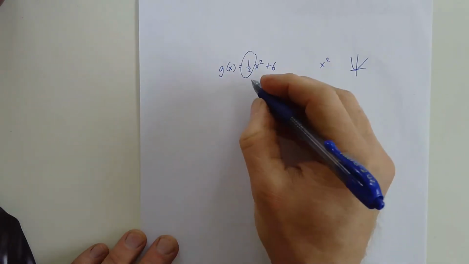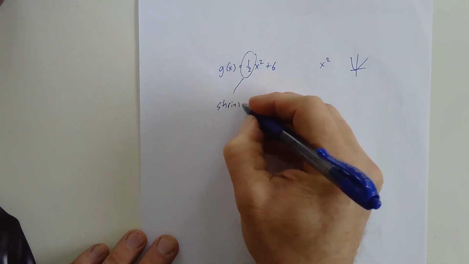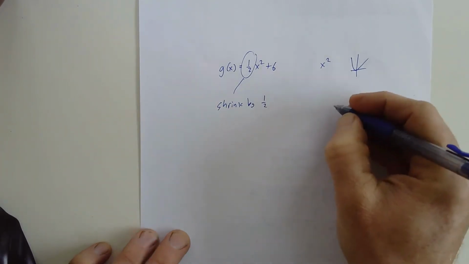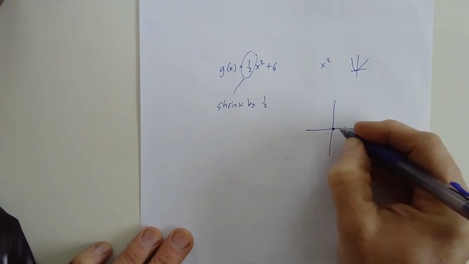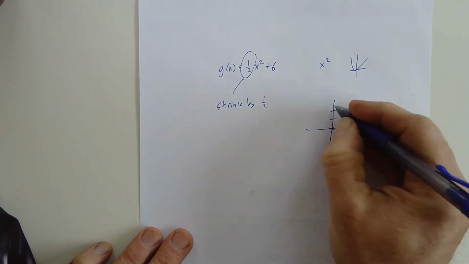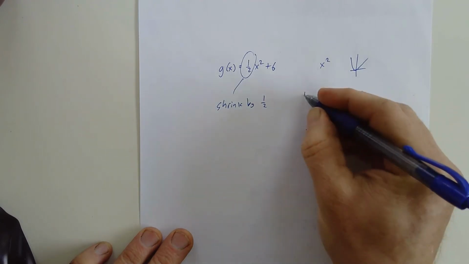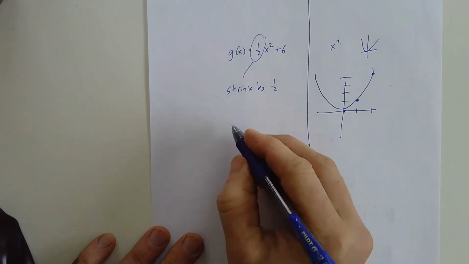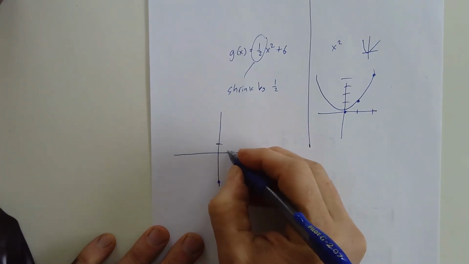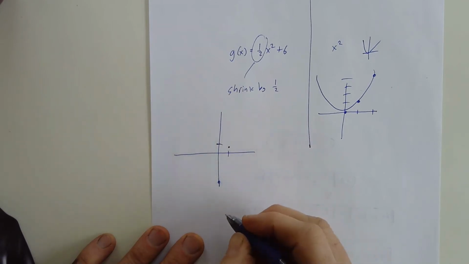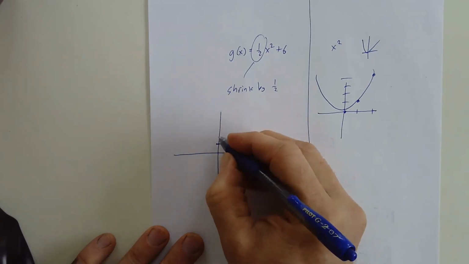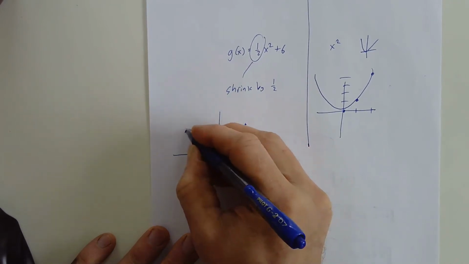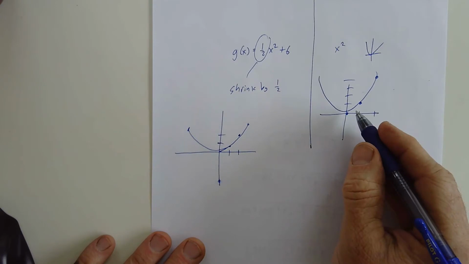So the multiplying by 1/2, this is going to shrink by 1/2. So the normal parabola goes over 1 up 1 and over 2 up 4. It does the same on the other side. So this is x squared. But if I shrink it by 1/2, instead of over 1 and up 1, it's going to go over 1 and up just a half. And instead of over 2 up 4, it's going to go over 2 and just up 2. So it's going to be a much wider parabola than what I started with.